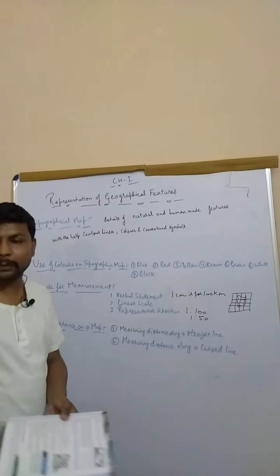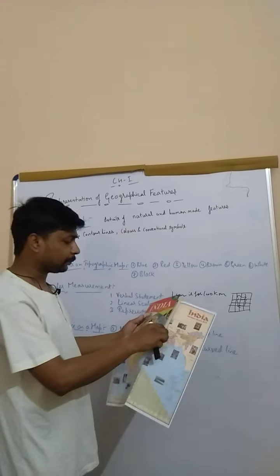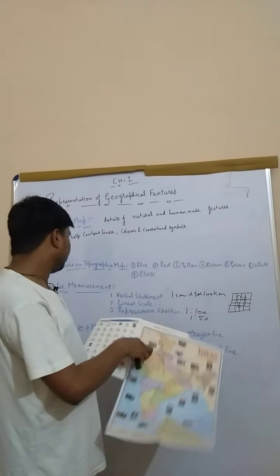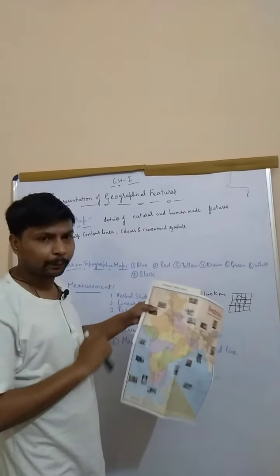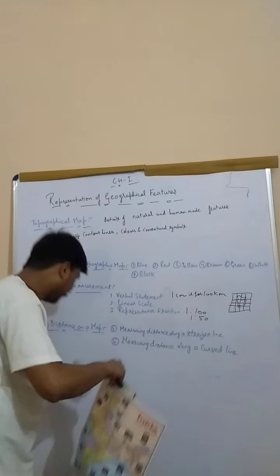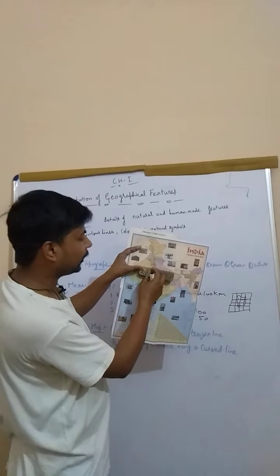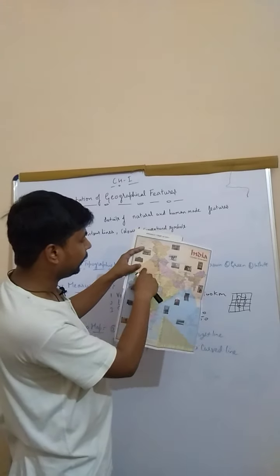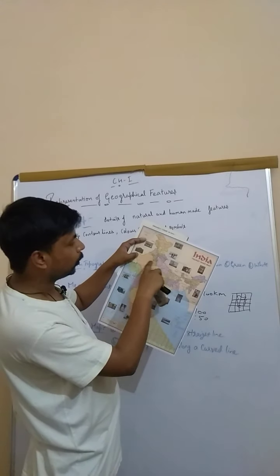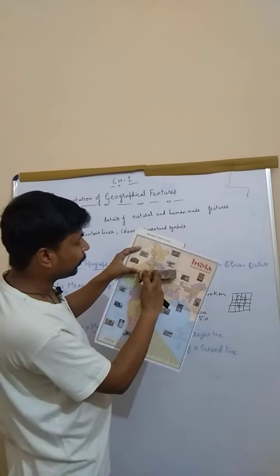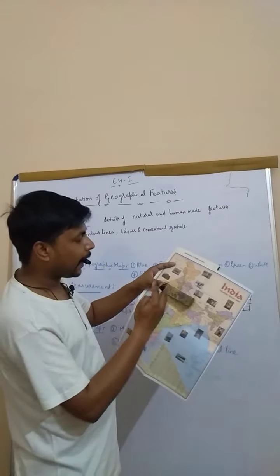Next is measuring distance on a map. How to measure distance on a map? Suppose we have a map and we have to measure the distance between two places given on a straight line. What we have to do is take a scale and put it between the two points and mark them. For example, our first point is here and the second point is here. Suppose a straight line is given between Jaipur and Delhi. I'll mark it here, and mark the second point with the help of a ruler.